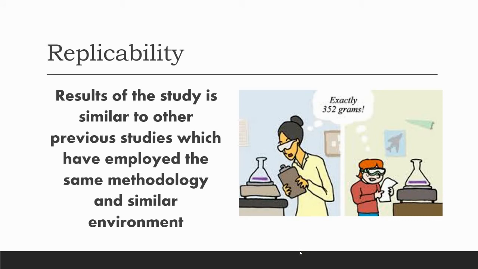The next one is replicability. The result of the study is similar to other previous studies which have employed the same methodology and similar environment. We can replicate the same experiment or the same method on the same data set. Supposedly, we can get the same result. So the research we conduct is supposed to be replicable. Kalau tak boleh replicate, macam mana orang lain nak verify sama ada kita punya research tu betul ataupun tak. So it must be able to be replicated and then produce a similar result.